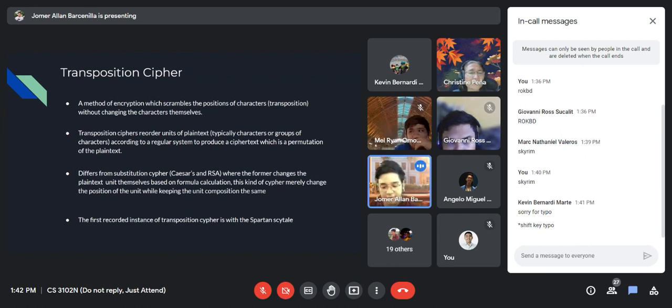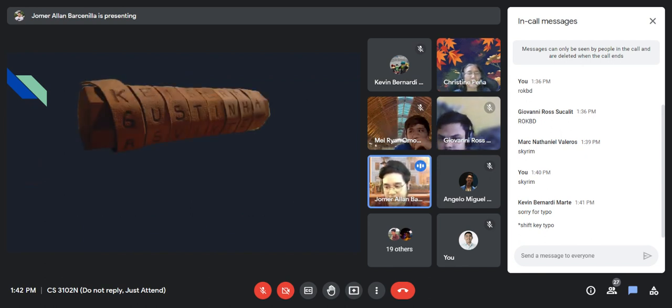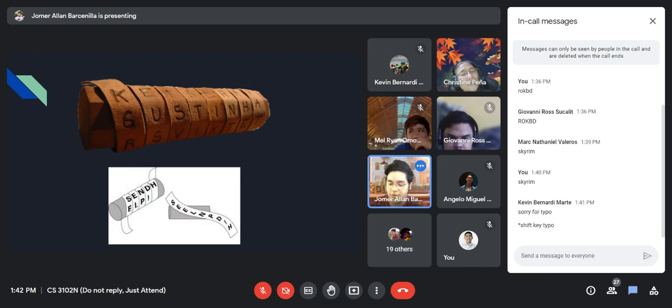The first recorded instance of transposition cipher is with the Spartan Scytale. There are different pronunciations of this word. An example of the Spartan Scytale is this. When we put the paper or leather on the Scytale, we can see the message. But if we take it off the Scytale, we have jumbled letters. So that is an example of the transposition cipher.